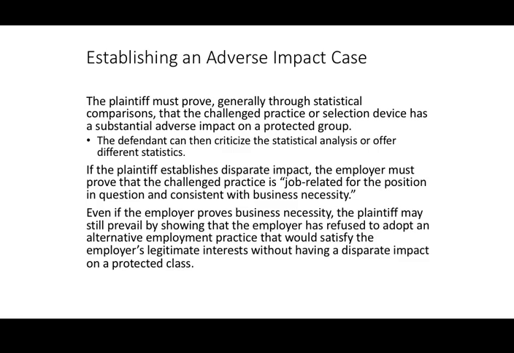So even if the employer does prove business necessity, the plaintiff can still prevail by showing that the employer has refused to adopt an alternative practice that would meet the needs and not have an adverse impact. So what they're saying is, you can say that it has a business necessity or that this is required, but if there's an alternative tool that you can use that would not have an adverse impact, that would get at the same information, then you're obligated to try to use a different tool that does not have that same adverse impact. So these are things to be aware of.